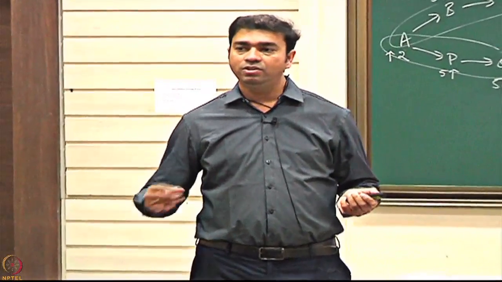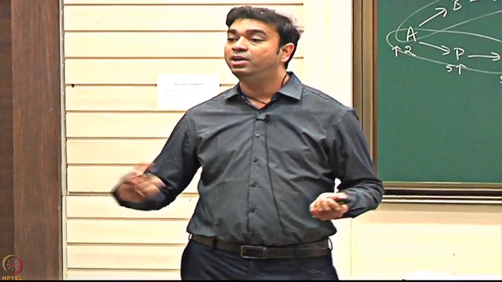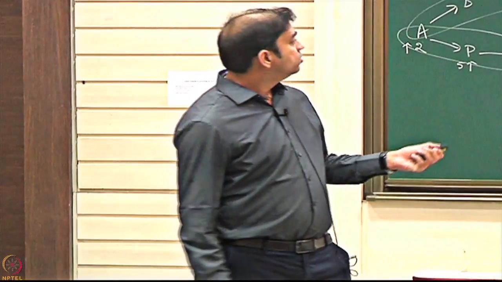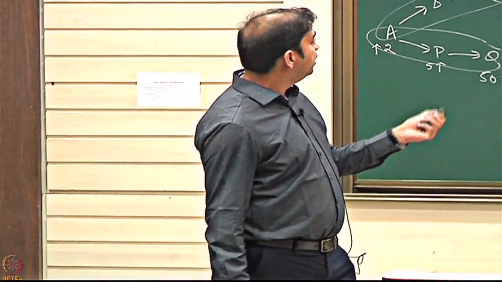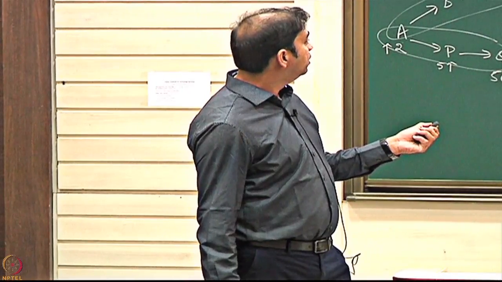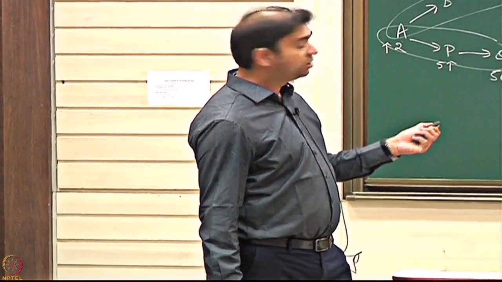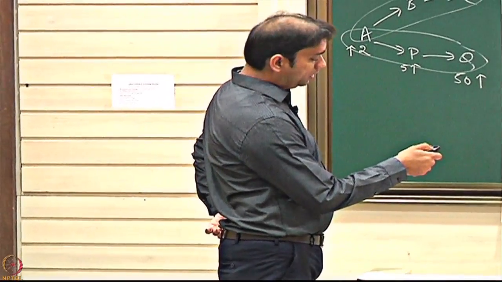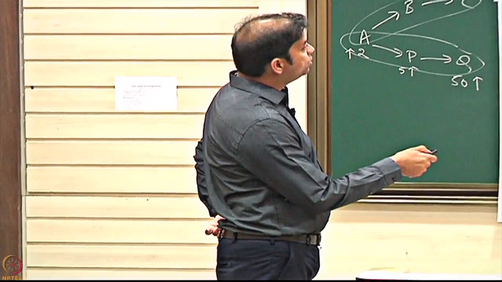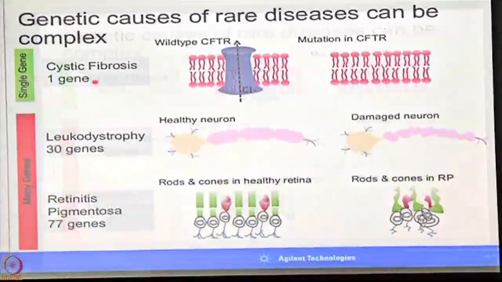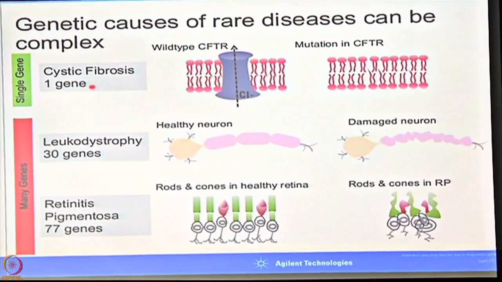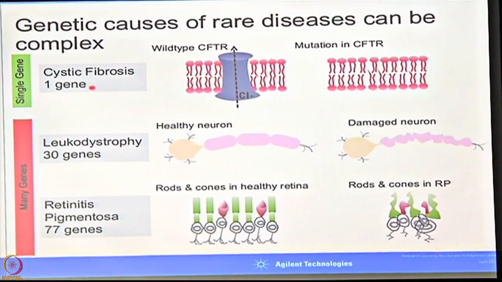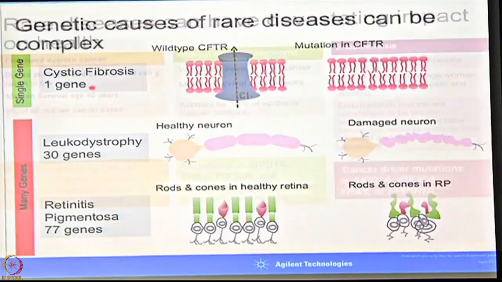It's very difficult to identify the cause when multiple genes are affected. Here, around 30 genes are affected, and in this disease 77. The problem is that this causes damaged neurons, and in retinitis pigmentosa, the cone cells and the rod cells are disturbed. So these are the diseases, and multiple genes are involved in them.